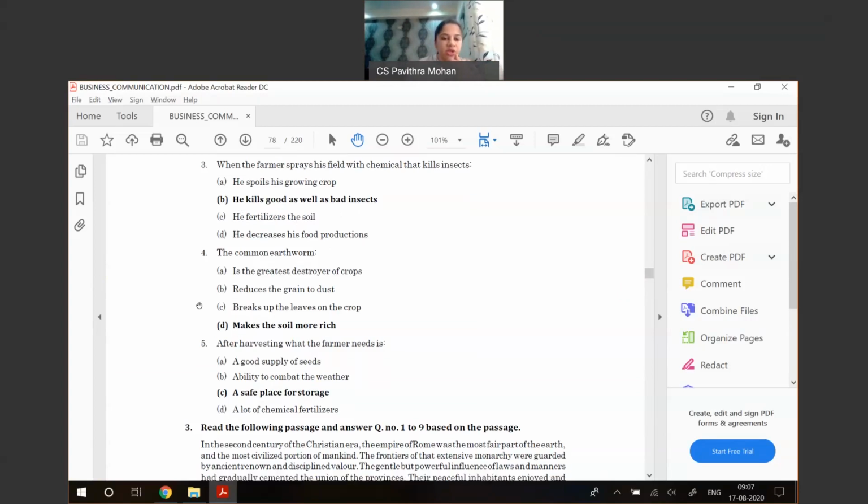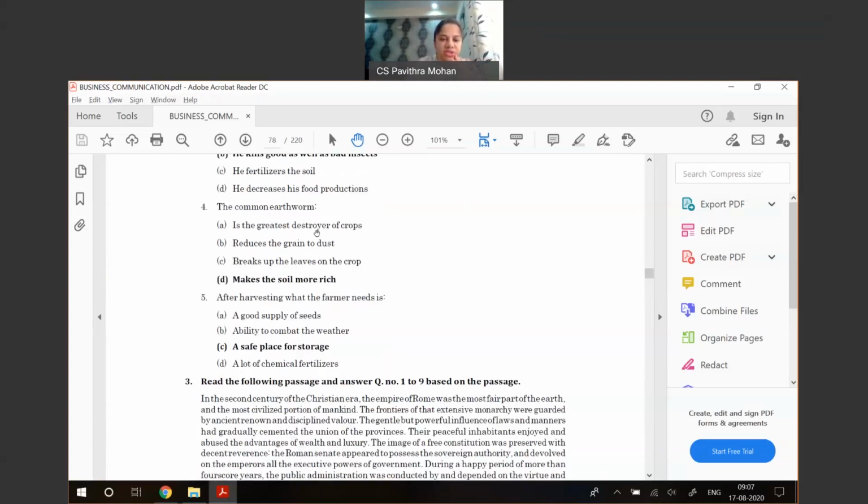Then you have, the common earthworm is the greatest destroyer of crops. No, it reduces the grain to dust. No, it doesn't reduce grain to dust. It reduces leaves and wood into dust. It breaks up the leaves on the crop. No, it breaks up the leaves on the ground. If you want, you can read it once again. It breaks up the leaves on the earth, or on the soil, and makes the soil more rich. Yes, it makes the soil more rich by decomposing these components. So that will be my option for the fourth one.